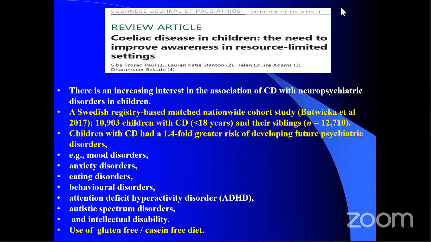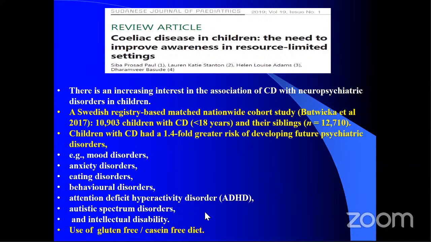And this is in a Swedish registry. It was found that children with celiac disease had a 1.4-fold greater risk of developing future psychiatric disorders in the form of mood disorders, anxiety disorders, eating disorders, behavioral disorders, attention deficit hyperactivity disorders, autism spectrum disorders, and intellectual disability.